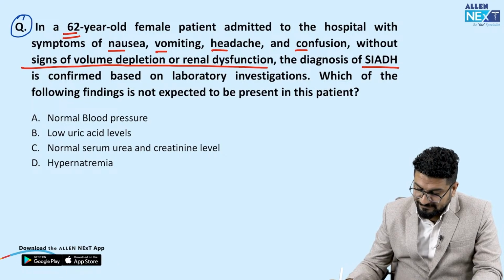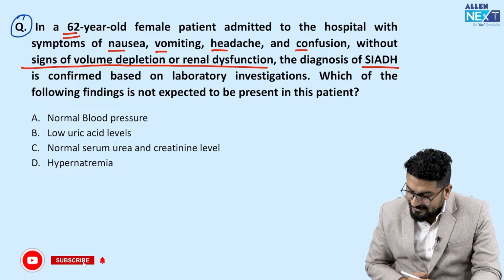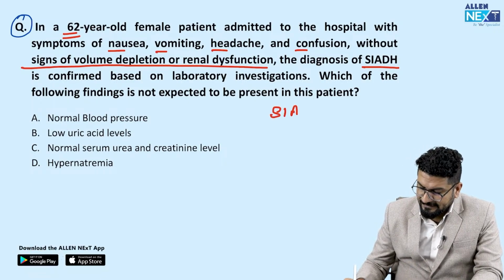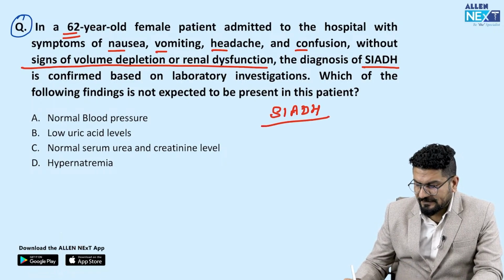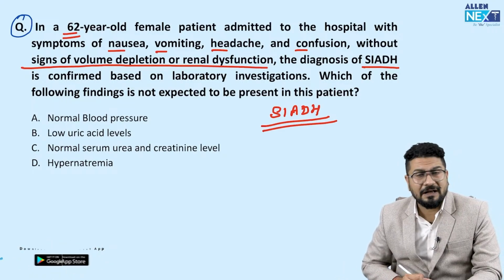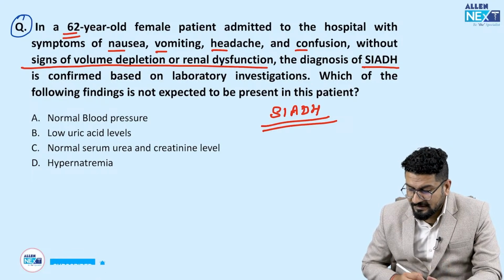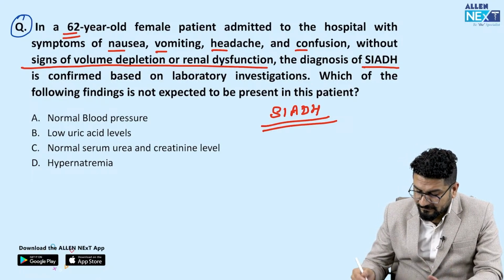So the diagnosis given is SIADH. I was about to say this. Which of the following findings is not expected? So understand this. In SIADH, the first thing is to make a diagnosis of SIADH, there should not be any history of nephrotoxic drug exposure. There should not be prior kidney damage. There should not be a prior history of renal dysfunction.